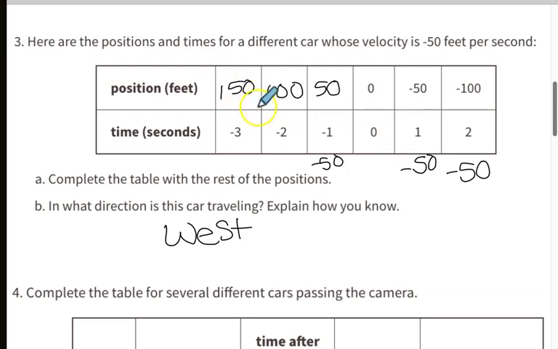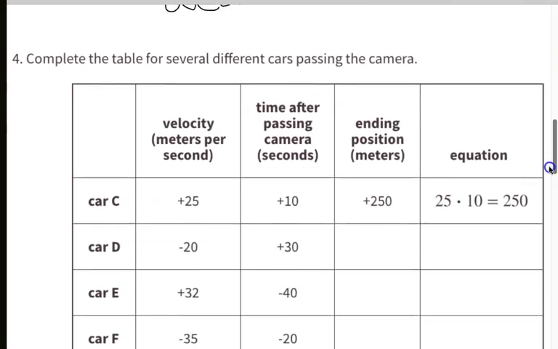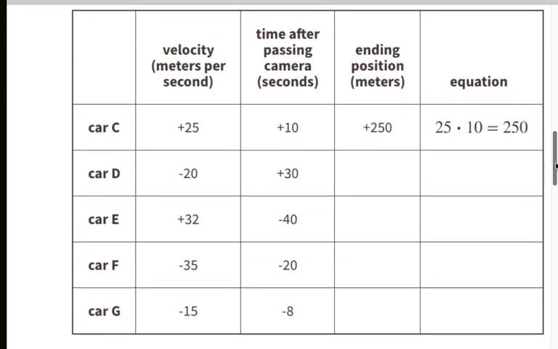Notice it started, or it's at 0, 0, but since we have a negative velocity, that means it's going to the west. And sometimes that's how they track velocity, is instead of saying left and right or east and west, they'll just put negative for west and positive for east. Complete the table for several different cars passing the camera. So like if you're at a street and cars are going past a camera, they're coming from different directions because most streets are two ways, and they're tracking how fast those cars go.